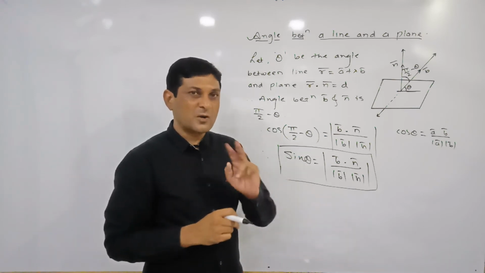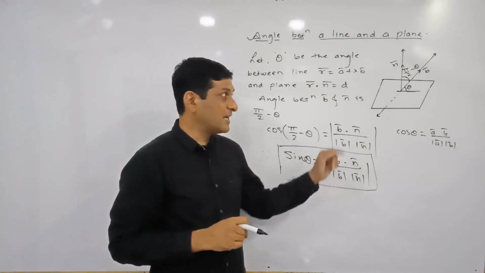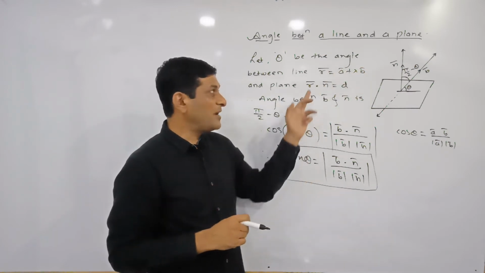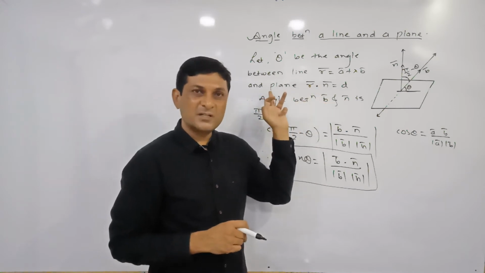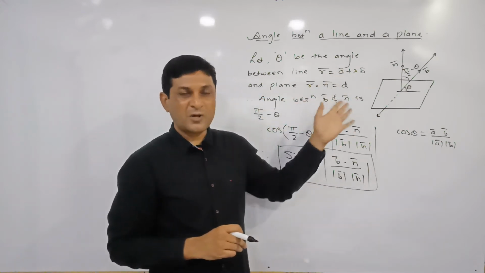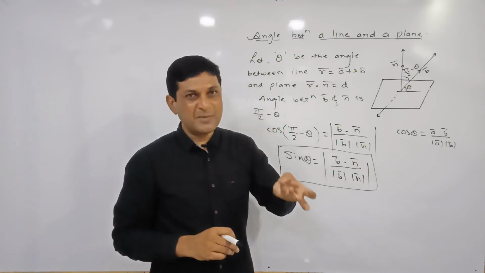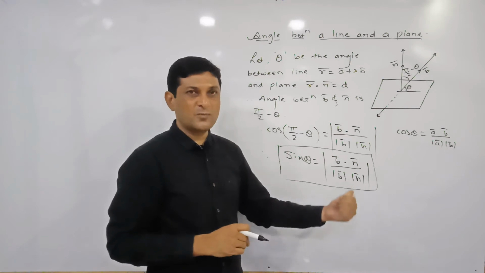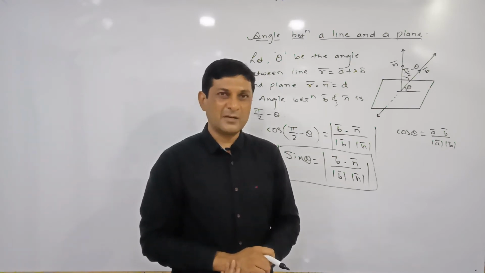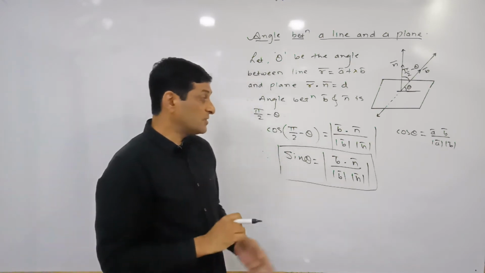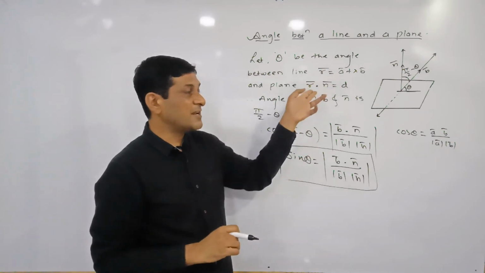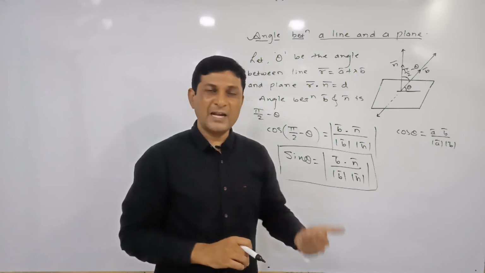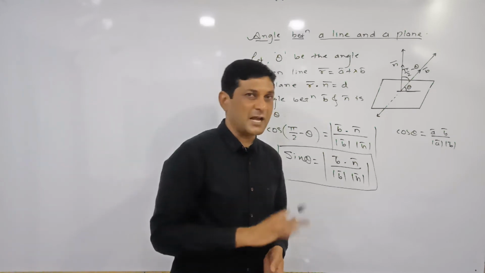And to apply this formula, which two values are required? B bar and n bar. The value of B bar can be found from the equation of line, and the value of n bar can be found from the equation of plane. If the equations of line and plane are given to us, we will get B bar and n bar, and once these values are known, this formula is applicable to find the angle between line and the plane. So this formula is applicable if equations are in vector form. Now let us discuss a formula to find the angle between line and the plane if their equations are in Cartesian form.